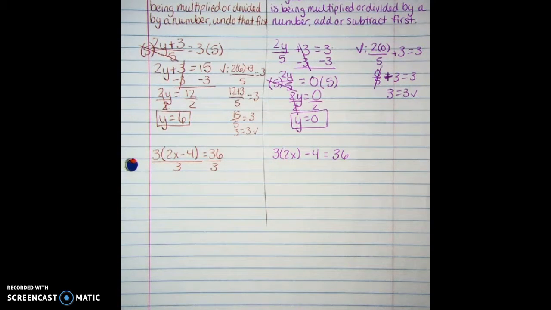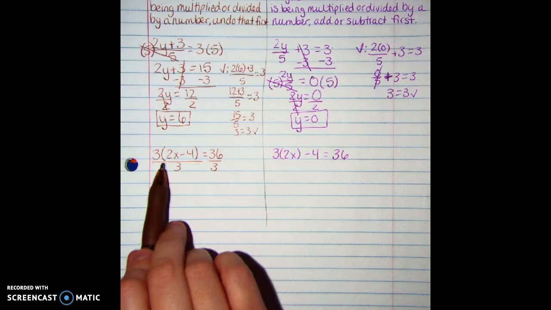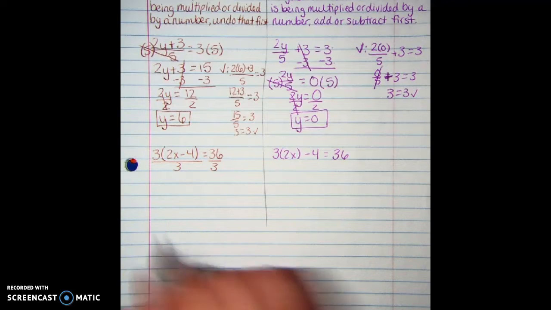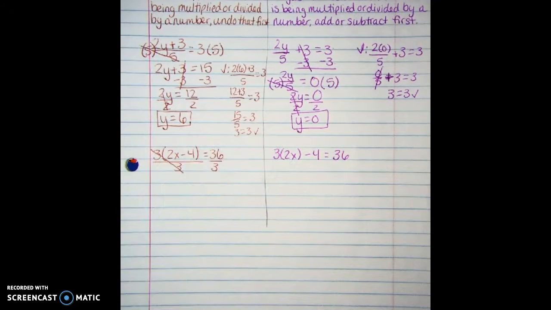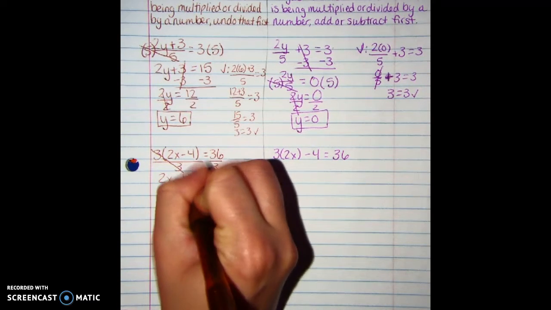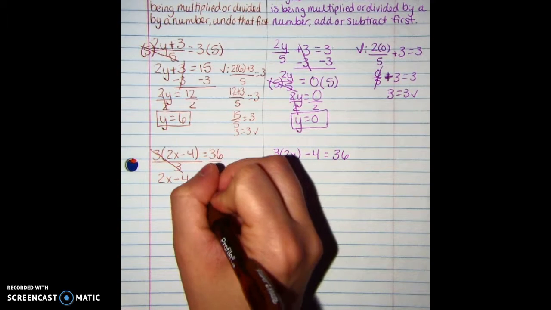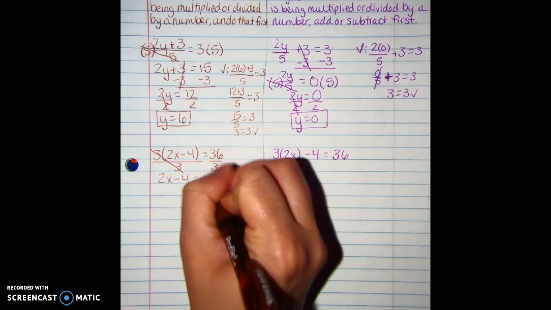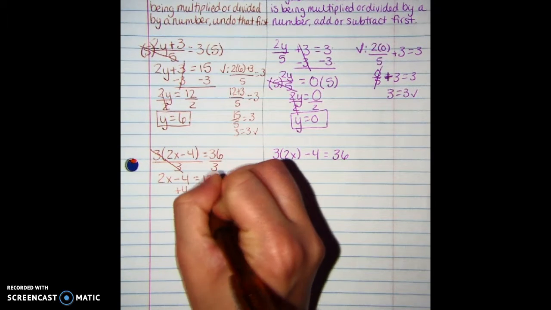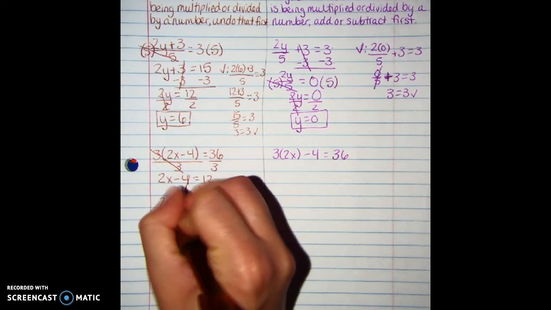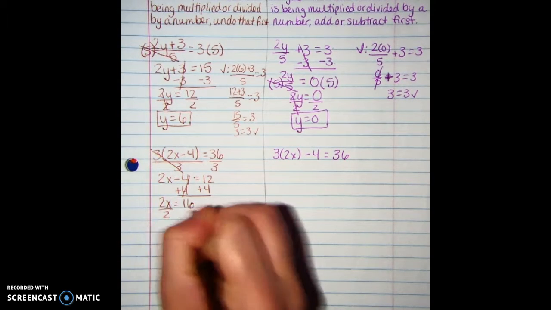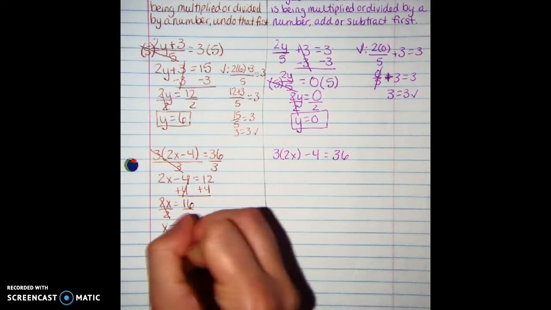Again, if you want to do the distributive property, you're more than welcome to. Distribute it to get 6x minus 12, add 12 to both sides, then divide by 6. That's fine. But with the way I'm doing it, the 3's cancel out. That leaves me with 2x minus 4 equals 12. Add 4 to both sides. 2x equals 16. Divide by 2. X equals 8.